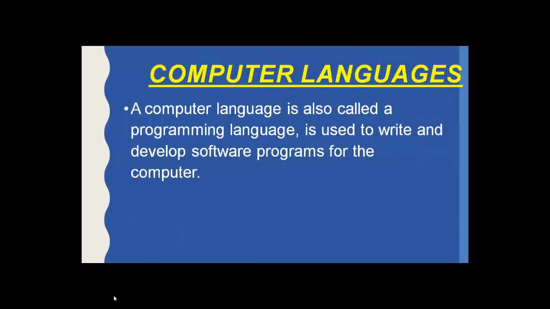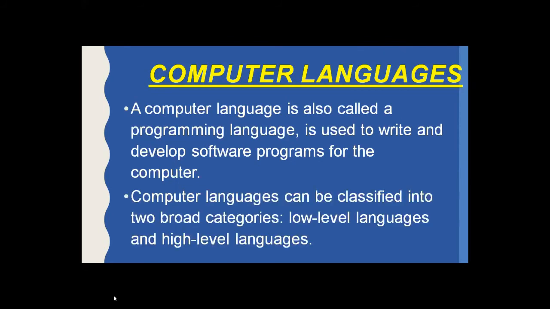A computer language is also called a programming language. Why? Because a programming language is a combination of symbols, letters, alphabets. All these things are used in our programming language, and it is used to write and develop software programs for the computer. Why do we use computer languages? We use computer languages for creating new or different types of software programs for the computer.